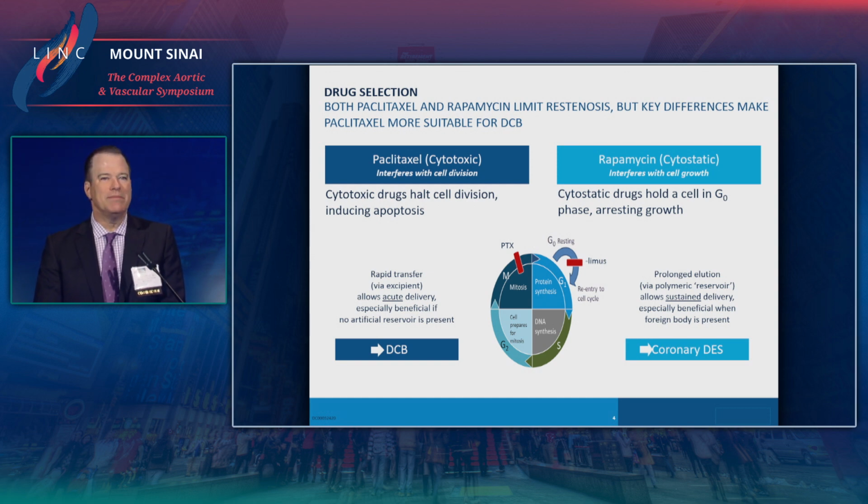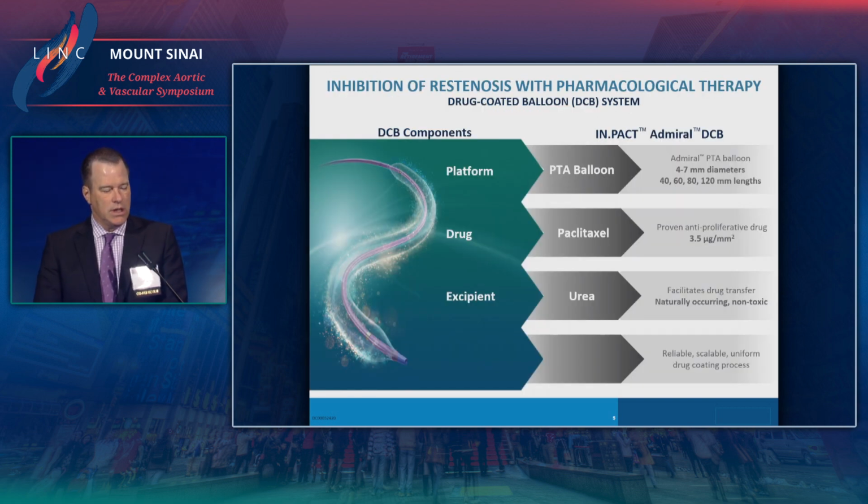And there are really two main categories. Within the coronary circulation, as most people know, the rapamycin derivatives are cytostatic, and they're eluted over time from a polymer on a coronary stent. In the infrainguinal femoral popliteal distribution, it's paclitaxel derivatives, which are actually cytotoxic, have a different mechanism of action, and are delivered in a single initial dose.